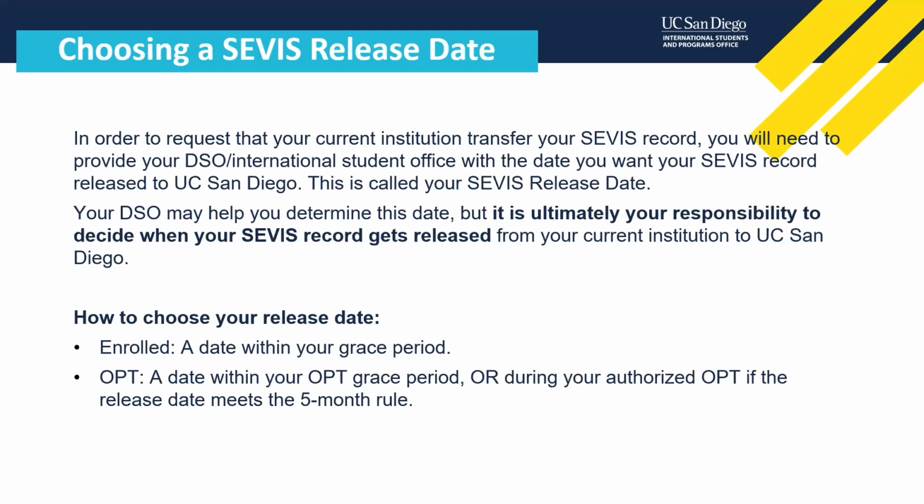What's important to remember is that you need to choose the SEVIS release date that is before the end of your 60-day grace period. If you're currently enrolled, your SEVIS release date must be within your grace period. If you're currently on OPT, your SEVIS release date must be a date either within your grace period or in some cases a date during your authorized OPT if that release date meets the 5-month rule. So we're going to look at each of these 3 scenarios so that you can apply your own situation to the relevant timeline.